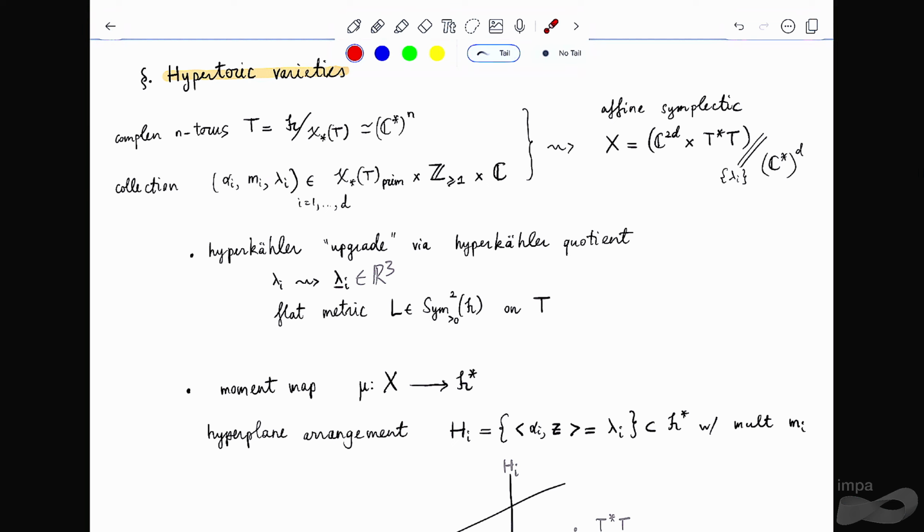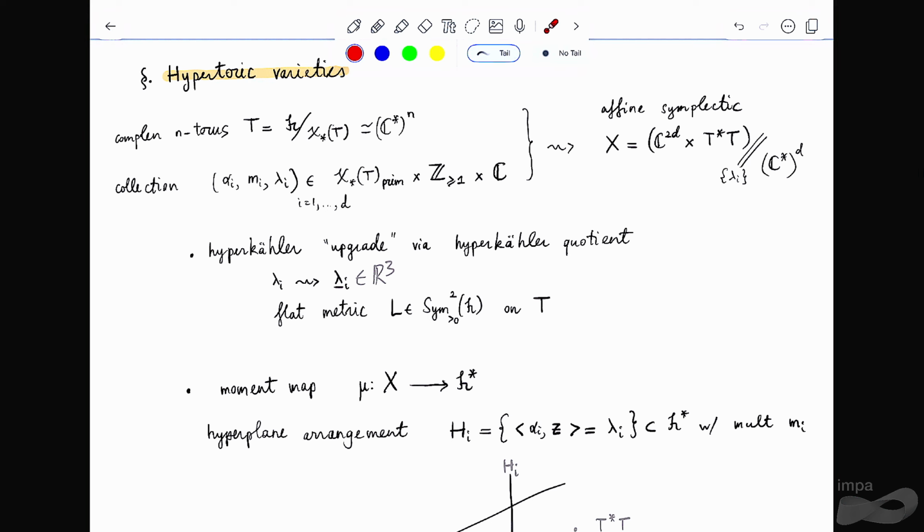So each of these has discrete parameters, which are a choice of a primitive element in this lattice and a multiplicity. Actually, we could have allowed that also in the four-dimensional story if we allowed orbifold singularities. And then a parameter lambda I, and then basically the discrete data gives you a way of embedding C star to the D inside T via these alpha I vectors.